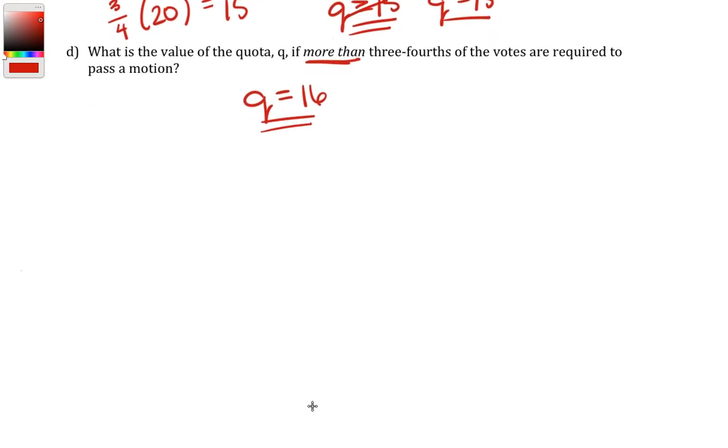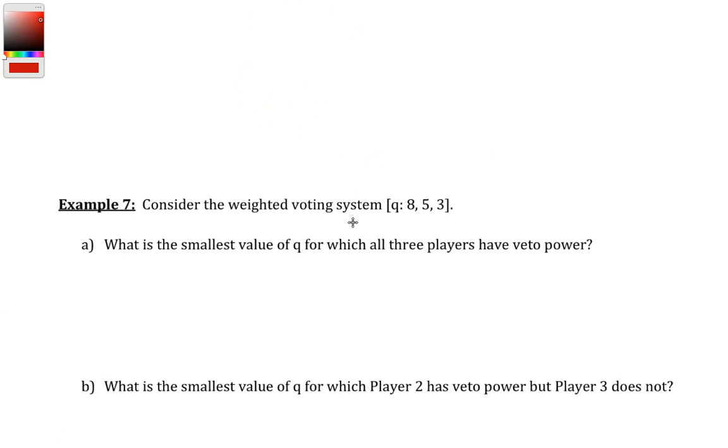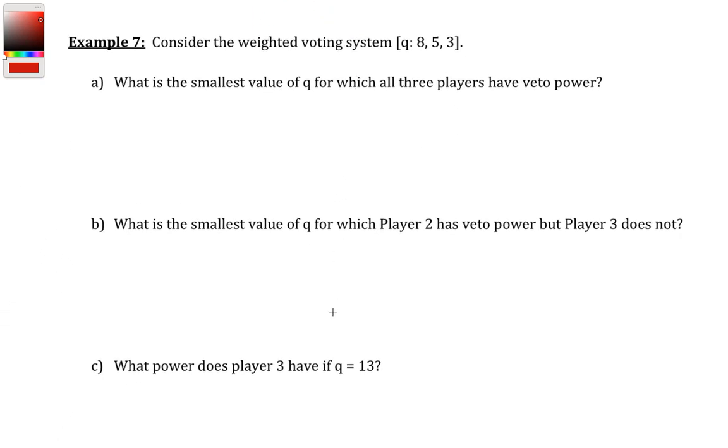All right, let's go ahead and move on to our next example. This time we have a weighted voting system with 3 players, 8, 5, and 3 votes, and we want to answer a series of questions about it. What is the smallest value of Q for which all 3 players have veto power?